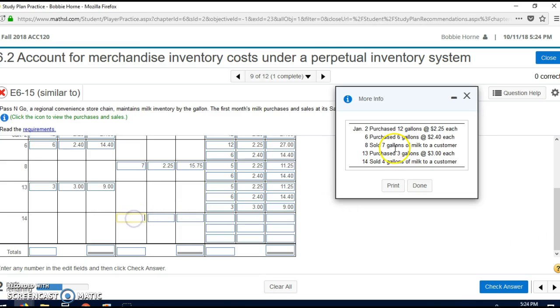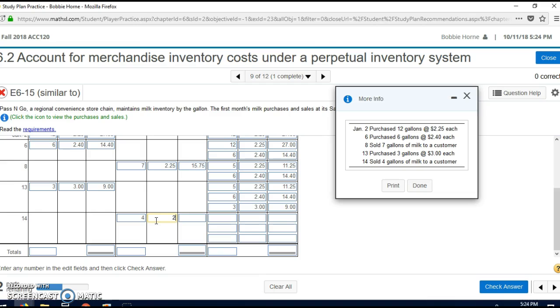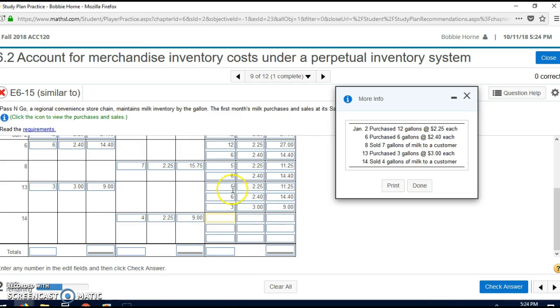Then on the 14th we sold 4 gallons. So 4 gallons, first in, first out. So we sold 4 of these at $2.25, which would be $9. So we have only 1 of these units left at $2.25. And then we have 6 at $2.40, and then we still have the 3 at $3.